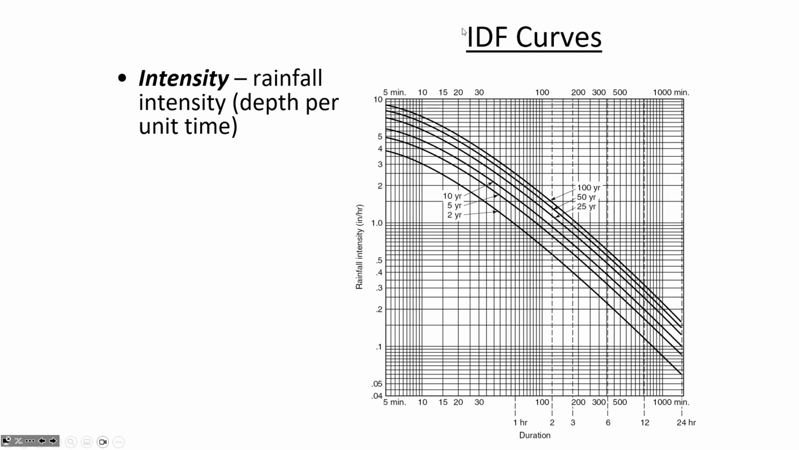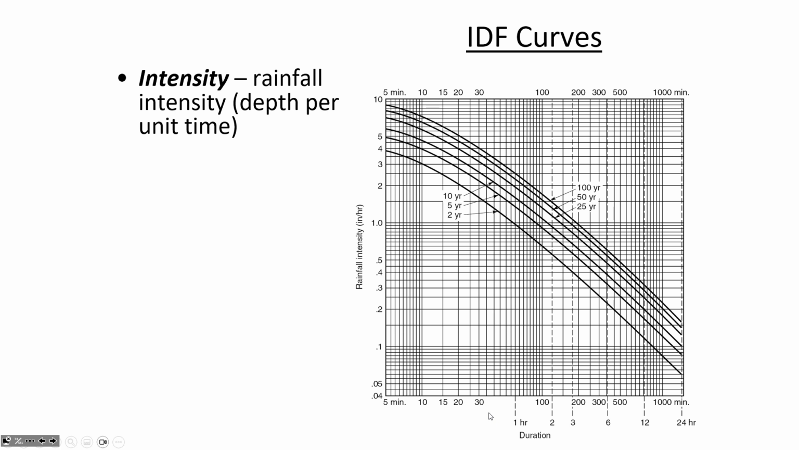IDF stands for intensity, duration, frequency. And so intensity of precipitation is how much depth per unit time there is. And that's the vertical axis on this curve. So you'll notice that it's a logarithmic scale. And so the rainfall intensity, this is showing for a certain duration storm.